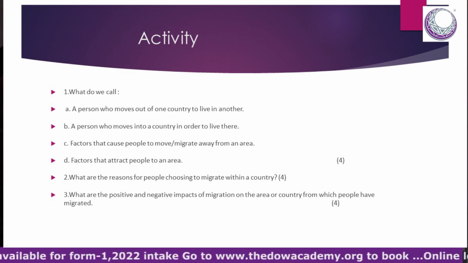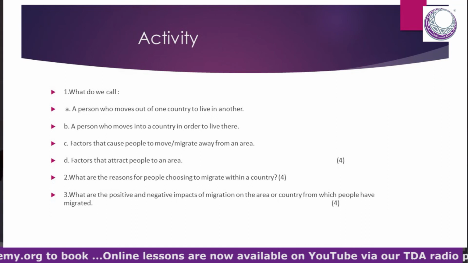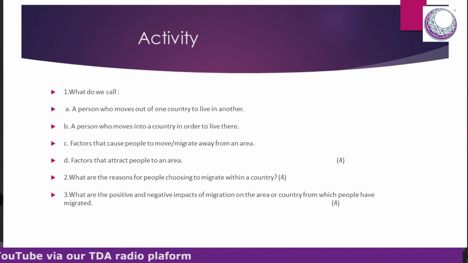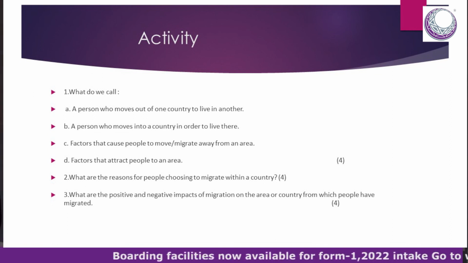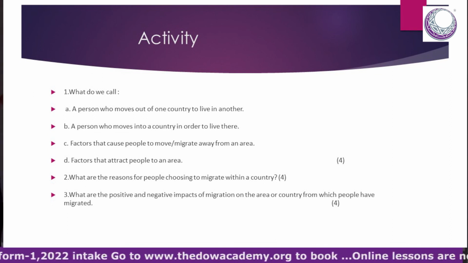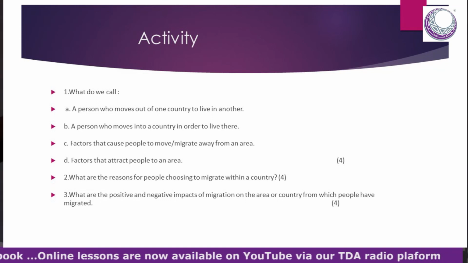Someone who moves out is an emigrant. The first one has got an E. The second one has got an I. What are the factors that cause people to move away from a country? The push factors. Those that attract people are the pull factors.